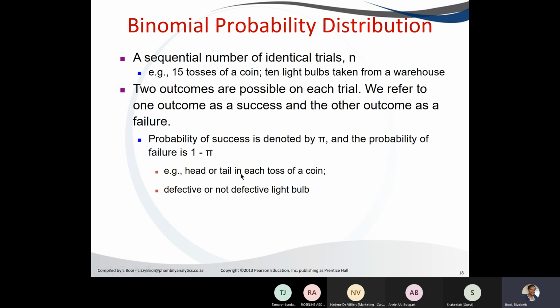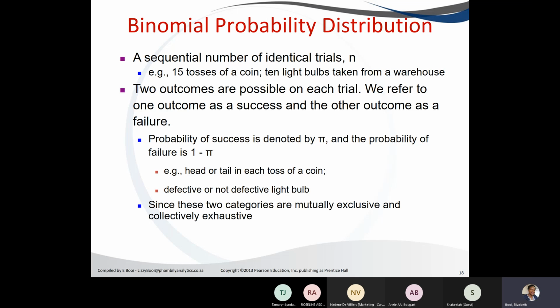And the probability for success, we denote it by pi, and the probability for failure, we denote it by 1 minus pi. For example, when you toss a coin and it lands on a tail, we can define the probability of success as a coin landing on a tail. And when I toss the coin and it lands on a head, then I will be calculating the probability of a failure.